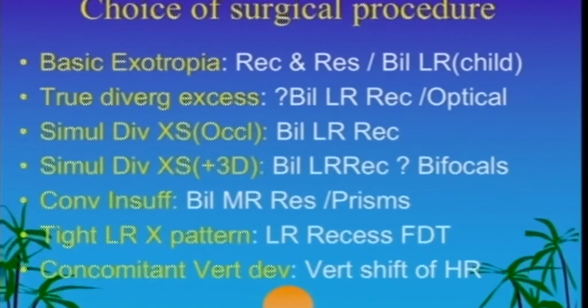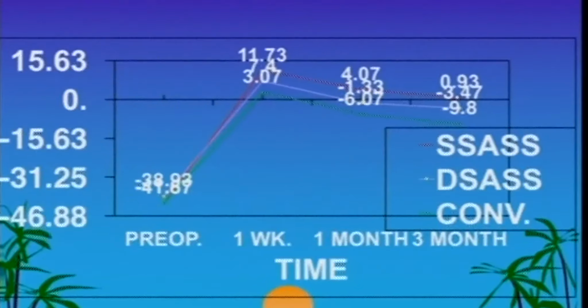In simulated divergence excess, occlusion can be given, and we can confirm whether it is the true or the simulated type, and then bilateral LR recessions can be done. If we detect +3 diopters, then we need to add bifocals. Convergence insufficiency type, which is truly there, we have to do bimedial resections or prisms, and these are the variety which are a little more difficult to treat. A tight LR may cause an X pattern, and concomitant vertical deviations may be there.